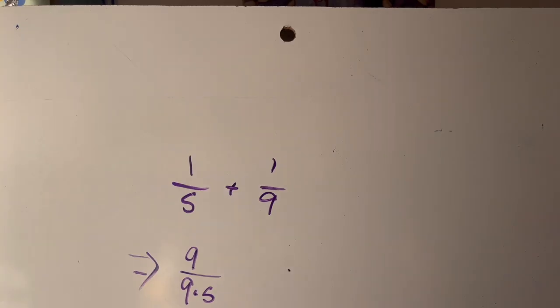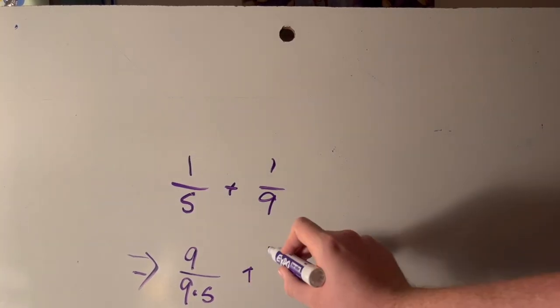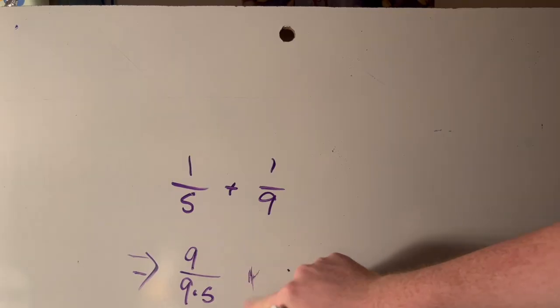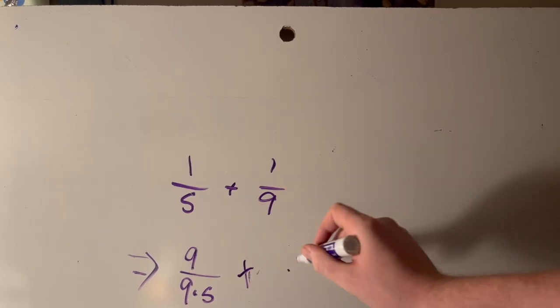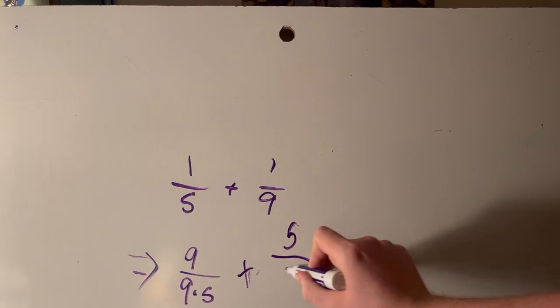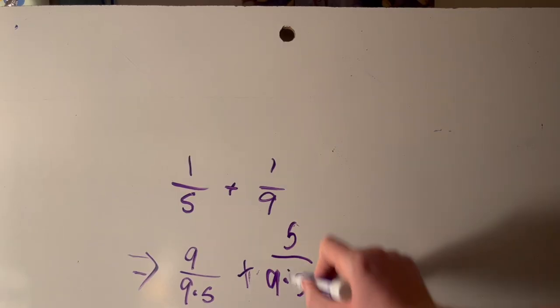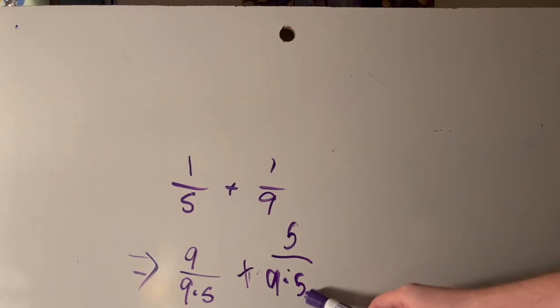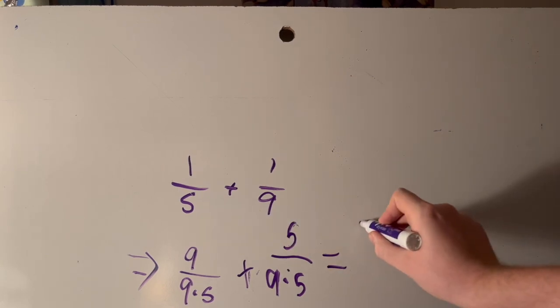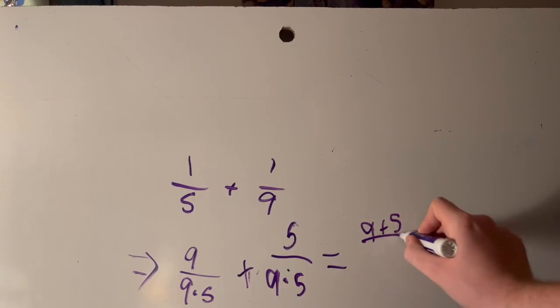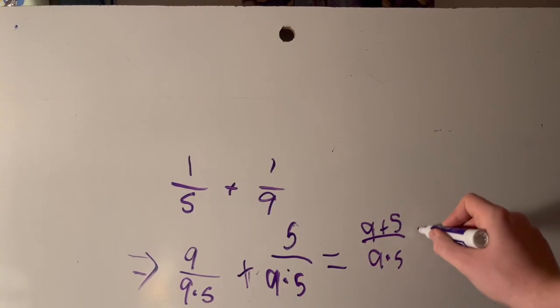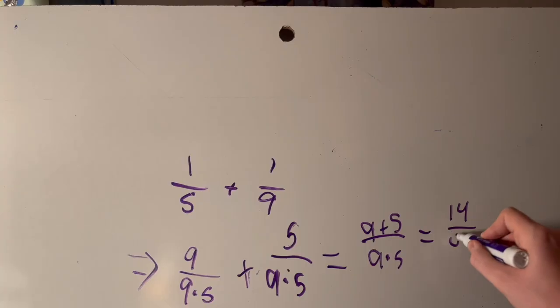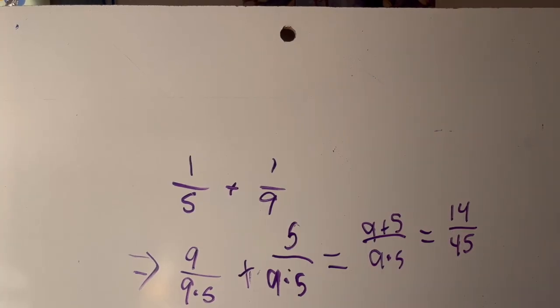So we could say, right, it's plus 5 over 9 times 5. And in rules of fractions, because we have the same denominators, we can now just add the numerators. So this will be equal to 9 plus 5 over 9 times 5, which is equal to 14 over 45. Now that is your final solution.